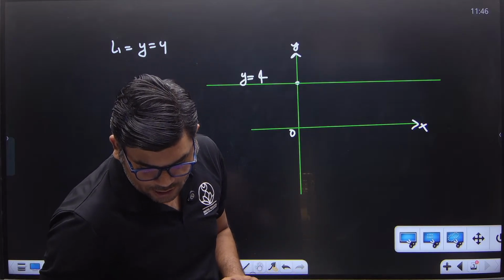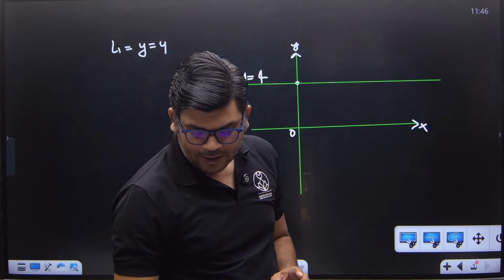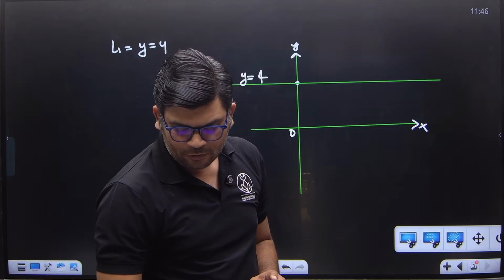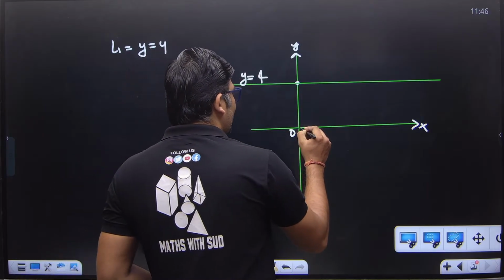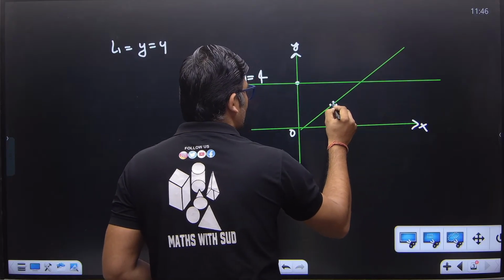Yeah. Now they are asking, write the slope of L2 if L2 is the bisector of angle O. So the bisector of angle O, that means angle O is 90 degrees.